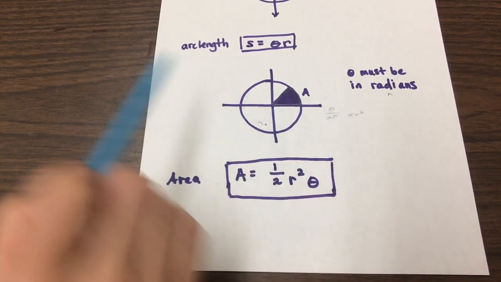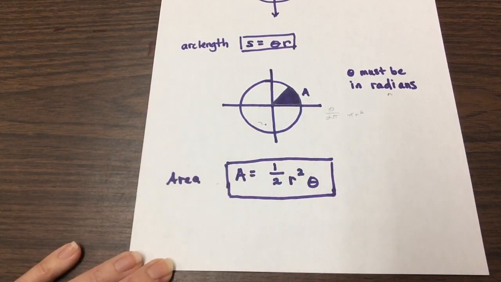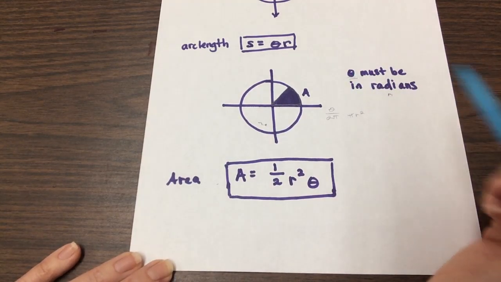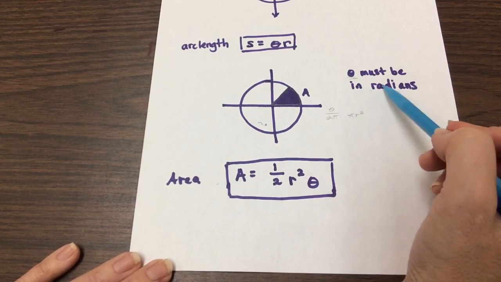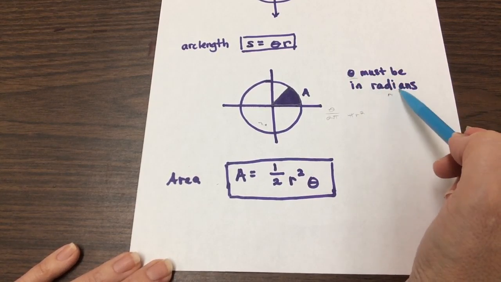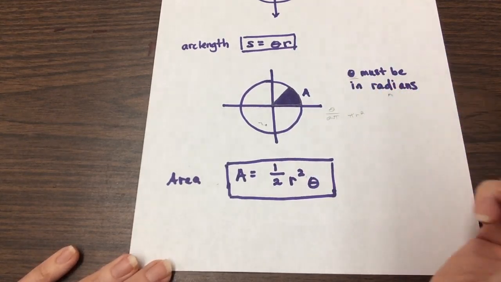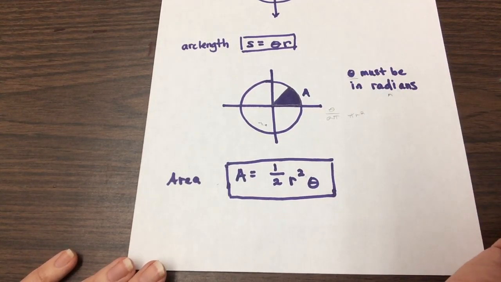Now, the only catch to these formulas is theta. I don't know if you can read that or not, but theta has to be in radians. So if you're given theta in degrees, the first thing you need to do is convert it to radians and then just use your formulas to find whatever you're looking for.